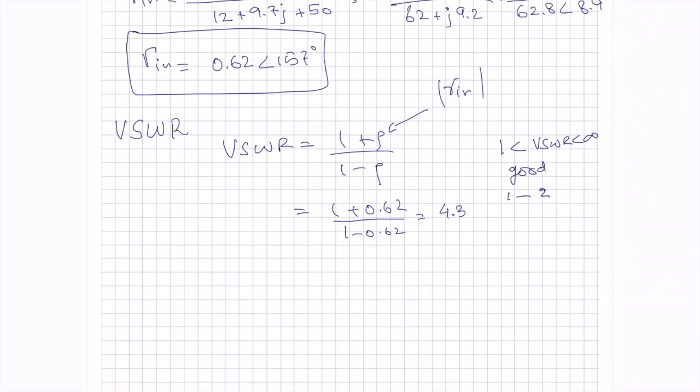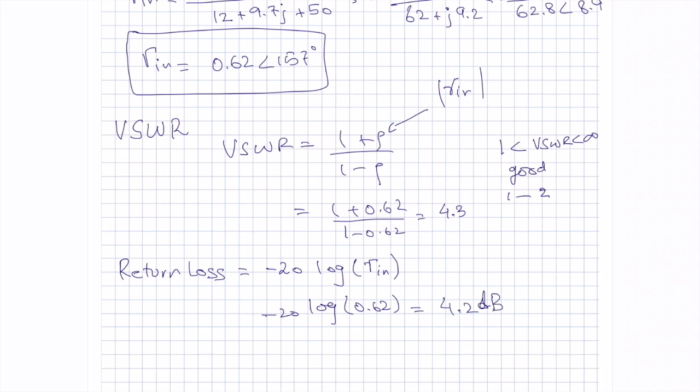After that, the next part is basically asking for the return loss. The equation for return loss is 20 log of gamma in, or just the magnitude of the gamma in. So over here it's 20 log of 0.62, which comes out to be 4.2 dB.